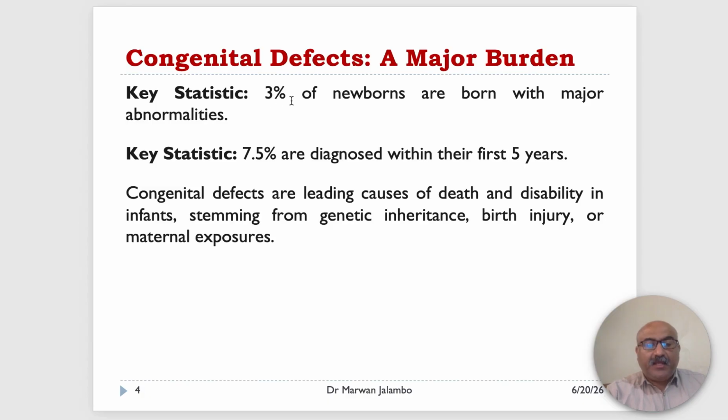Approximately 3% of all newborns are born with major abnormalities. When we extend the timeline to the first 5 years of life, that diagnostic rate jumps to 7.5% as developmental issues become more apparent. These defects are among the leading causes of infant mortality and long-term childhood disability.